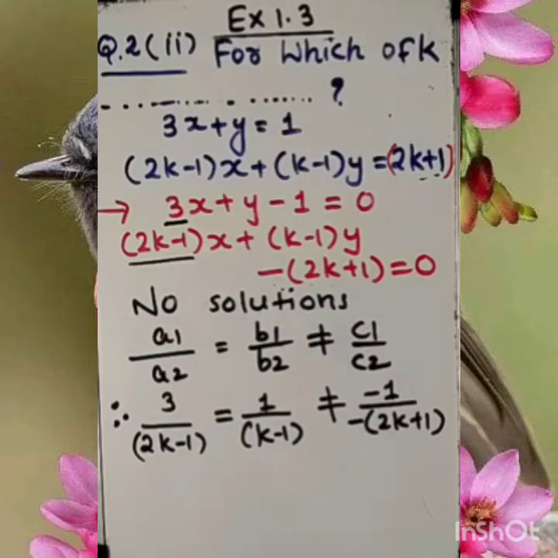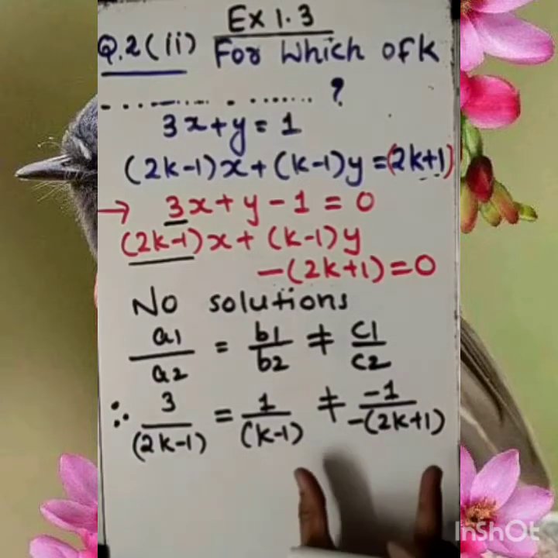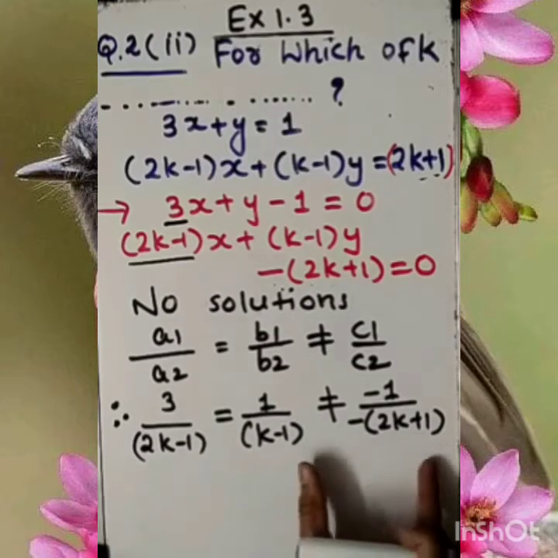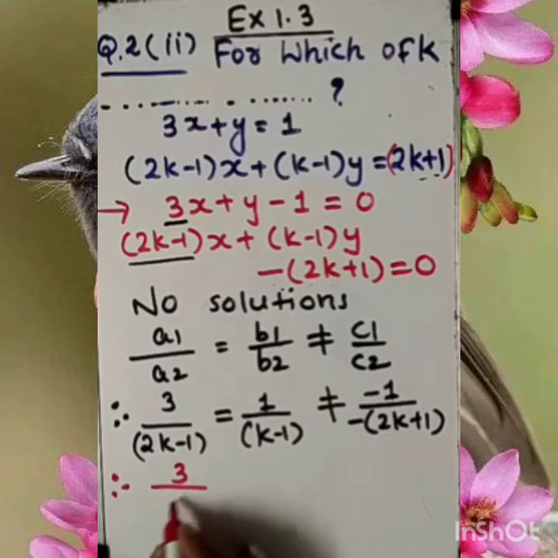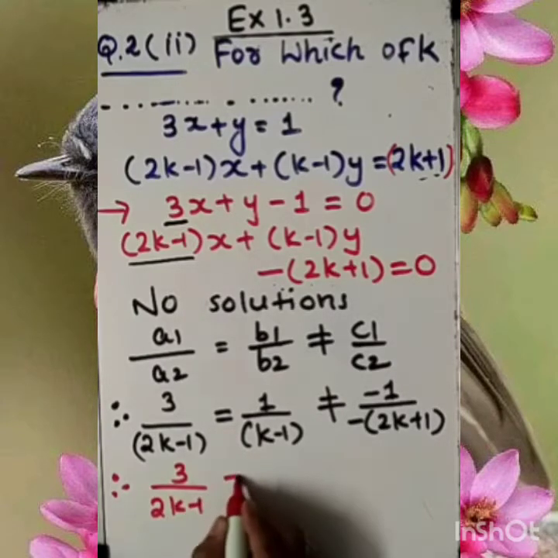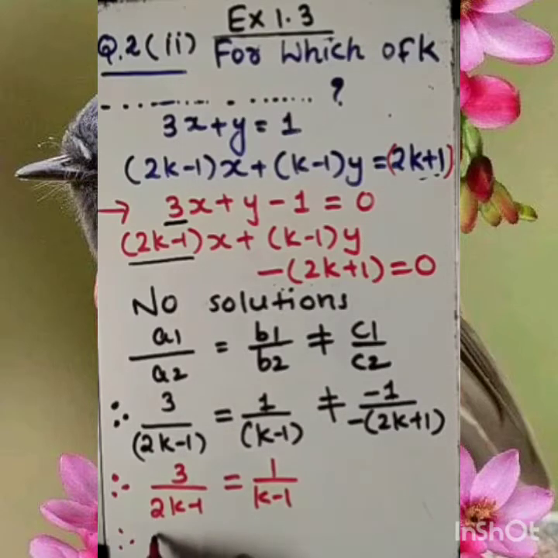So what we have to do in such a case is compare. First we are comparing this with this, and then we will compare this with this, because it is already not equal to. So first I ask you to note down 3 upon 2k minus 1, equals 1 upon k minus 1. Okay, so what we have to do in such a case is cross multiplication. You know very well, this 3 is here, this k minus 1 is already there, so this side it is 2k minus 1. Got it?